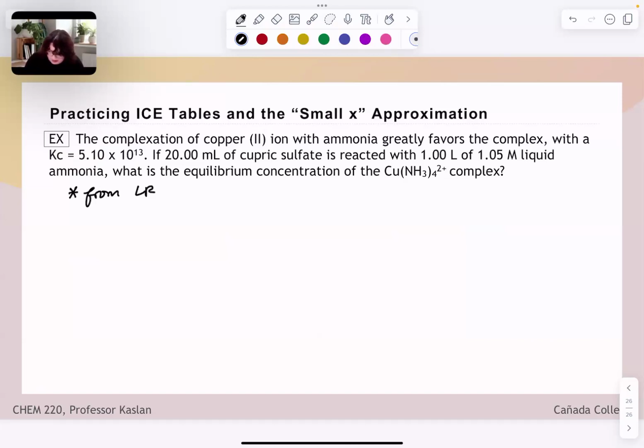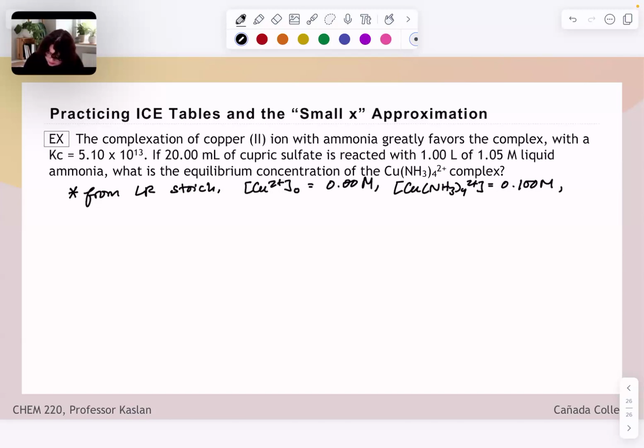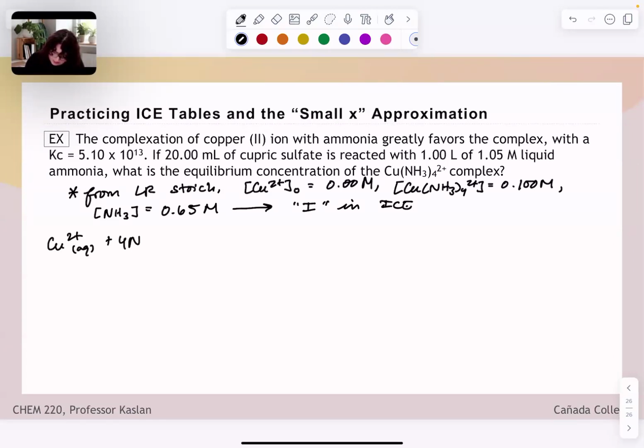So from our limiting reactant stoichiometry, we know the concentration of copper ion initially. So this is the amount that is present. Now when we say initial, we mean at the end of the reaction. So that's our 0.00 molar. We know the concentration of the complex is 0.100 molar. And then left over, the concentration of ammonia is 0.65 molar. And this is all going to become, again, the initial conditions in our ice table. So I've got my copper ion reacting with 4 ammonias to create our copper ammonia complex. And let's build our ice table.